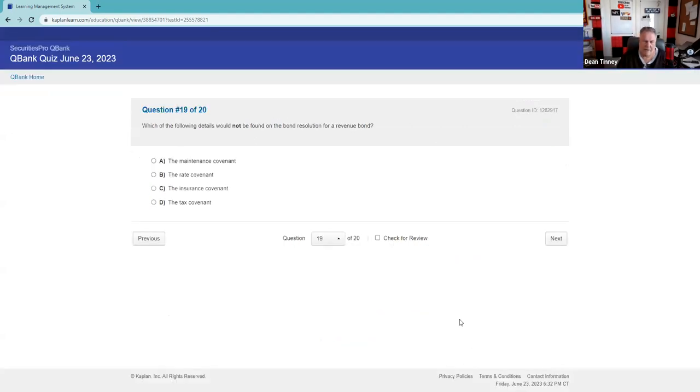Which of the following details would not be found in the bond resolution for a revenue bond? Kind of interesting. One thing I always tell people is a big part of your exam is distinguishing in the muni area between GO bonds and revenue bonds. And I always tell people, maybe you should get a sheet of paper folded in half. On one side, write all the terms associated with GOs, and on the other, all the terms associated with revenue bonds. So one of these terms is not associated with a revenue bond.